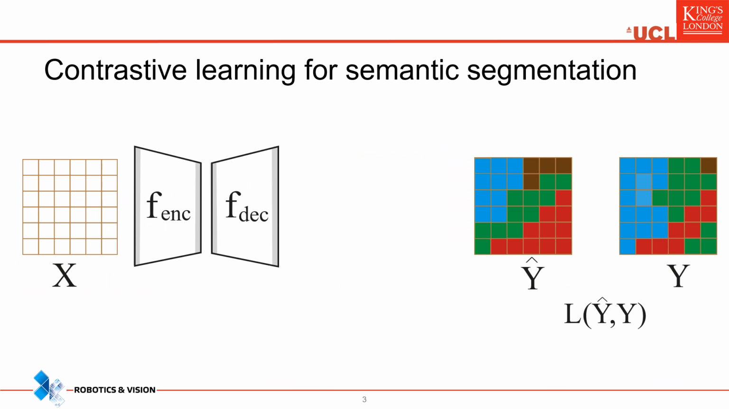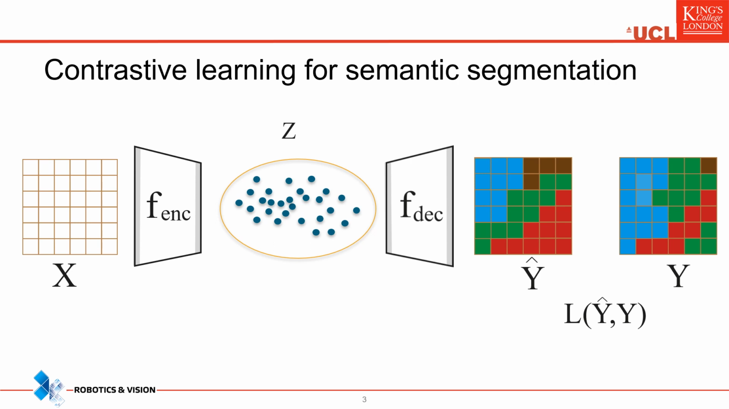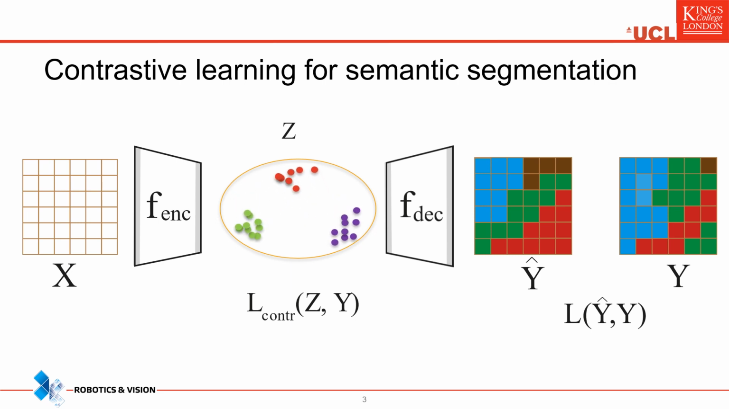In this work, we seek to augment this paradigm using supervised contrastive learning for semantic segmentation. Specifically, alongside the standard pixel-wise losses, we explore the use of contrastive learning within the model's latent space Z. Using the labels, we can assign extracted feature vectors to classes and then apply a supervised contrastive loss term to impose class-aware clustering in the latent space.